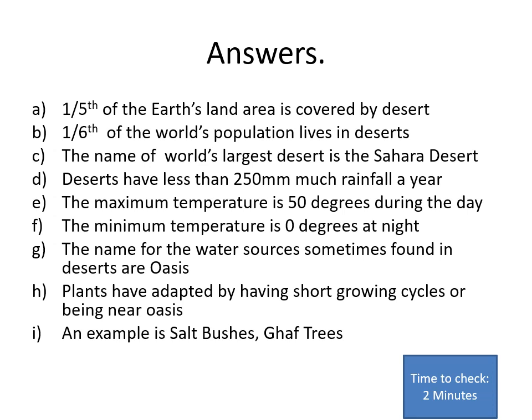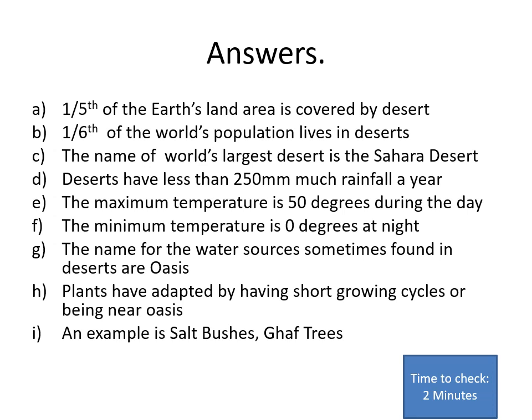D, deserts have less than 250 millimeters of rainfall a year. So 250 millimeters, 25 centimeters over a whole year. That is really not very much. That is barely anything. E, the maximum temperature is 50 degrees during the day. Ooh, halfway to boiling. When we get into the 30s in this country, we all complain about how hot it is and we can't do anything. This is 50. This is crazy hot. F, the minimum temperature is 0 degrees at night. So freezing. It gets very, very cold at night.